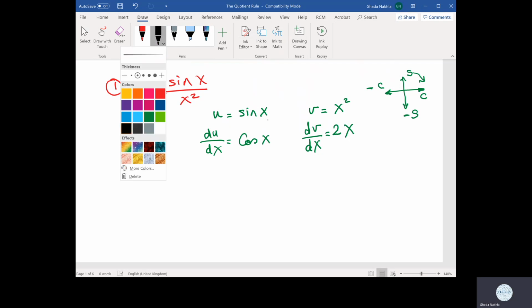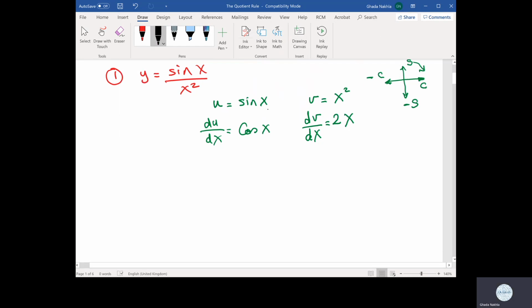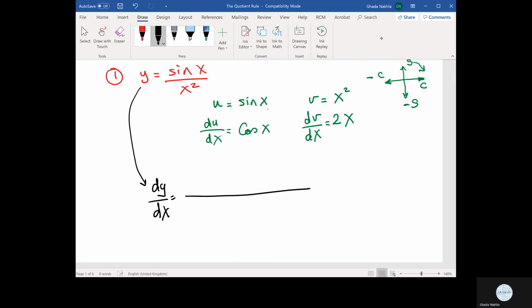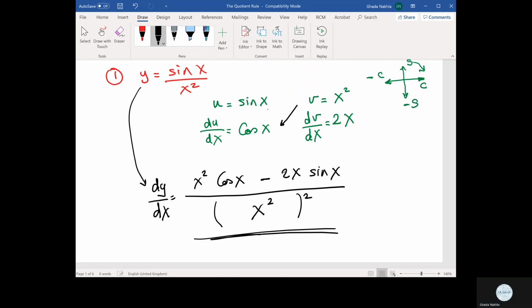So let's go back and apply the quotient rule. So dy by dx is equal to v multiplied by du by dx, so x squared cos x, minus u multiplied by dv by dx, so 2x sine x. And then you divide by v squared, so it's x squared. And that's the answer. That's all you need to do.